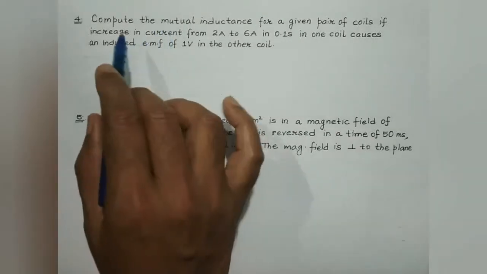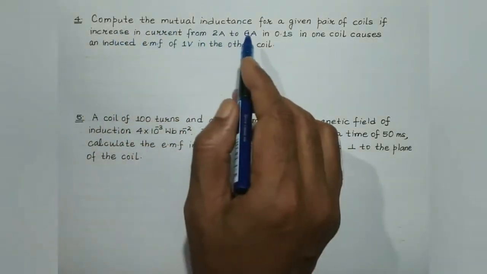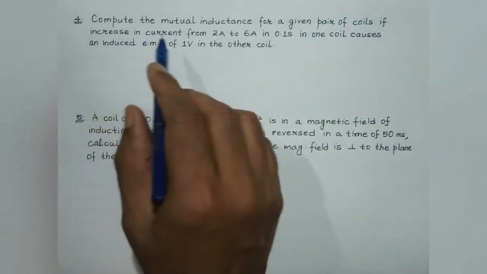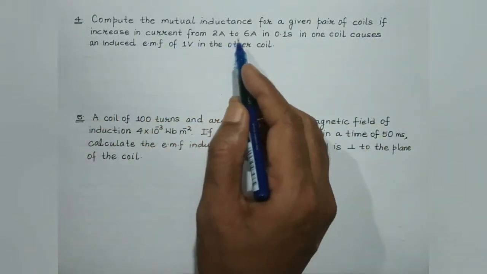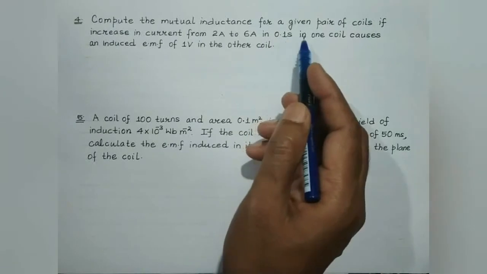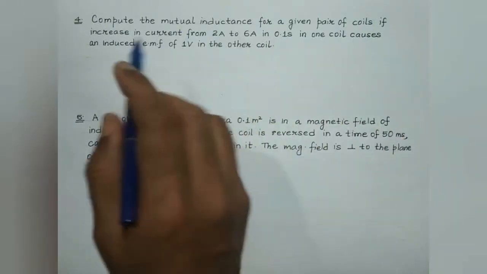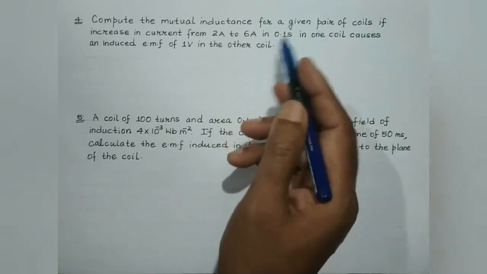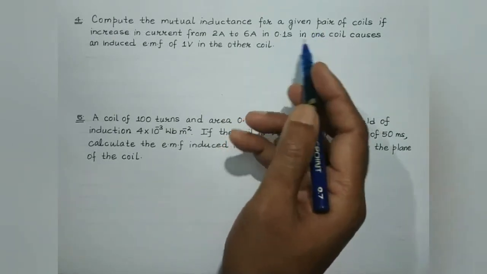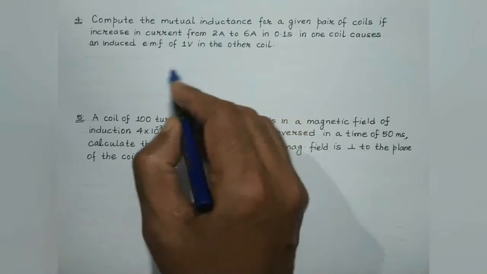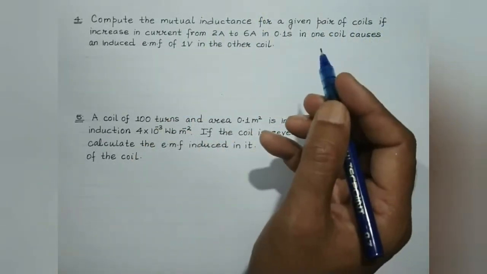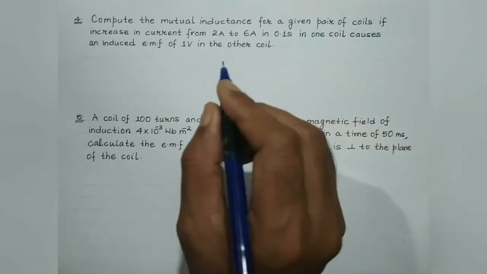In question number 4, we are supposed to compute the mutual inductance for a given pair of coils if the increase in the current from 2 ampere to 6 ampere in 0.1 second in one coil causes an induced EMF of 1 volt in the other coil. So there are 2 coils involved. The change in the current in one coil produces an induced EMF in the other coil. So it must be the case of mutual induction, right?